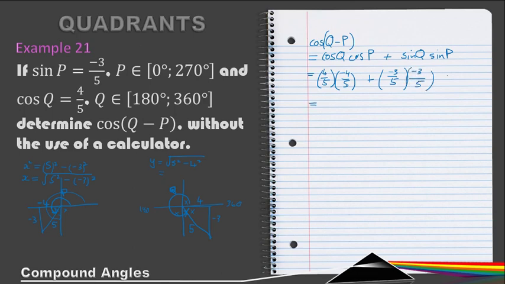Now I can quickly simplify this without a calculator. I've got 4 times negative 4, that's negative 16 over 25, plus negative 3 times negative 3 is 9 over 25. So negative 16 plus 9, or the difference between 16 and 9, that's 7, so it's negative 7 over 25.